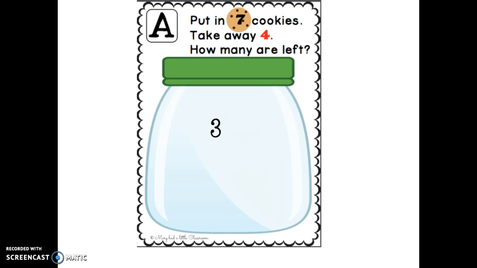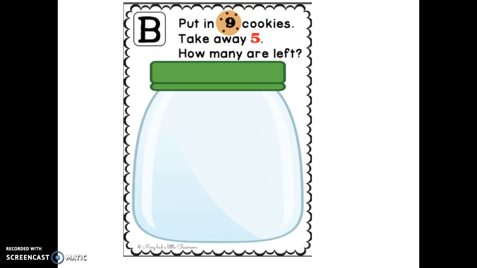Now we're going to be going on to the letter B. Make sure you have a letter B. This time I'm going to be reading it to you and you are going to be acting it out with your cookies. Put in 9 cookies. Take away 5. How many are left? I want you to pause your video and act that out.